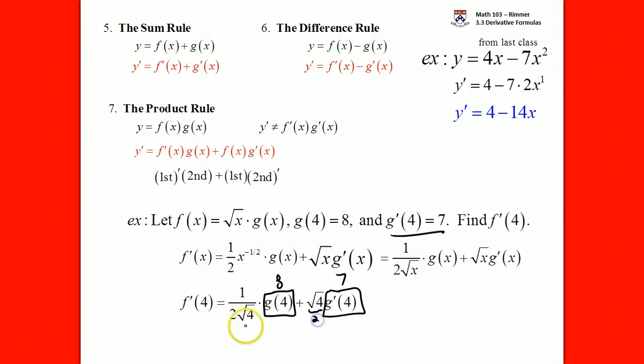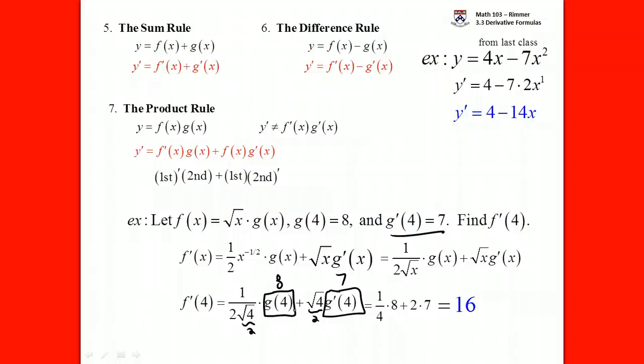This guy is 2, this guy is 2, 2 times 2 is 4, and I can get the answer, a fourth of 8 times, and then plus the 2 times 7. Or 2 plus 14, which is 16. Okay, so that's the product rule.